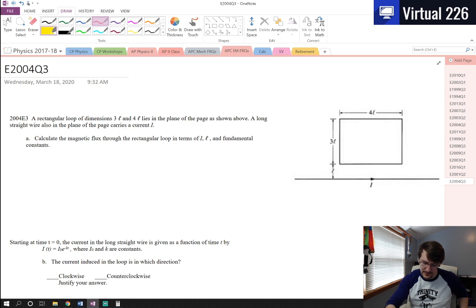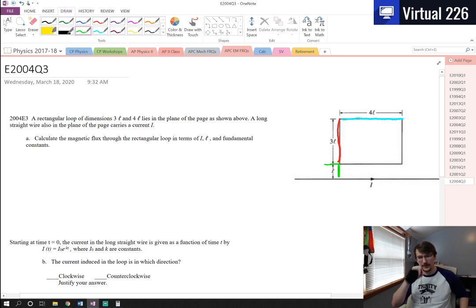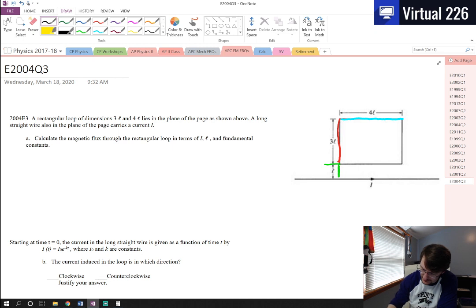What we've got here is a rectangular loop. It has dimensions 3L along these edges and dimensions of 4L across this. Now I'll point out right now, because it'll come back, that it is sitting a distance L away from the wire. So this long straight wire right here is carrying current in this direction, and it's a current I.